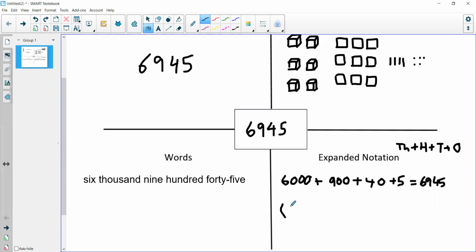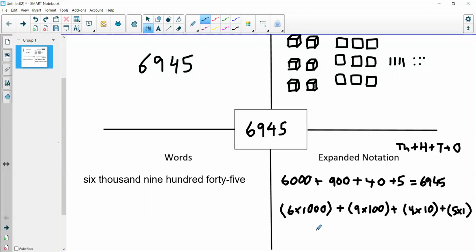I'm going to have a bracket, 6 times 1,000 plus 9 times 100 plus 4 times 10 plus 5 times 1.